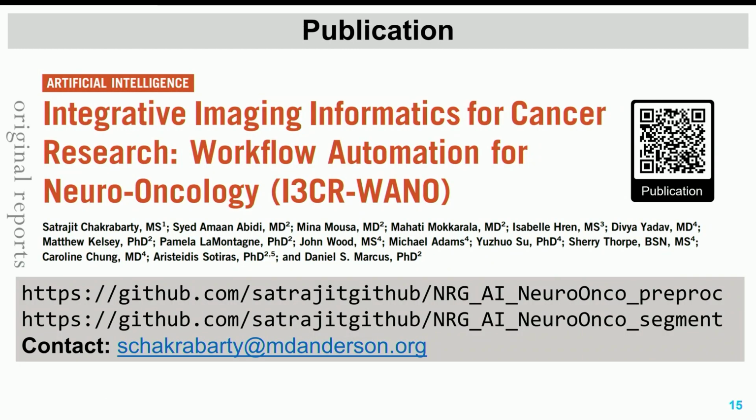So finally, this is the publication. This is the published work, so this is the paper that you can check out. I would like to acknowledge all the authors from WashU and MD Anderson for contributing to this work. These are the repositories again, and if you have any questions when you're running this framework, you can reach out to me. I would like to thank you for your attention, and I can take any questions. Thank you.